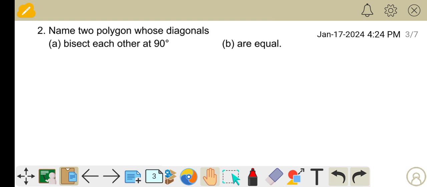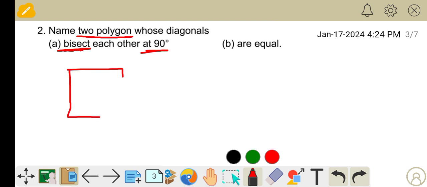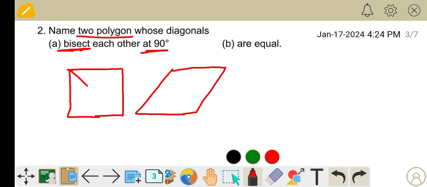Second question: name two polygons for the diagonal properties in parts a and b. In both parts we are required to name two polygons. In the first, the diagonals bisect each other at 90 degrees. So we know the first figure is a square and the second figure is a rhombus. In both cases, the diagonals bisect each other at 90 degrees.